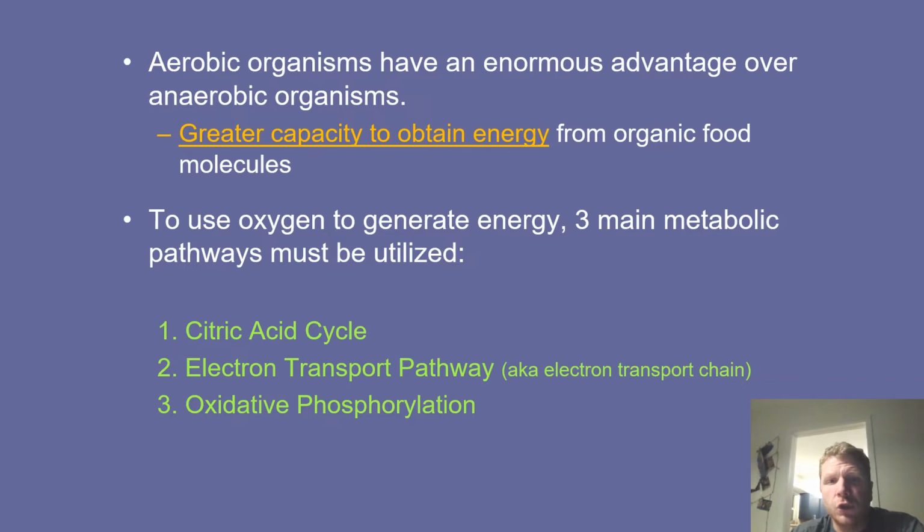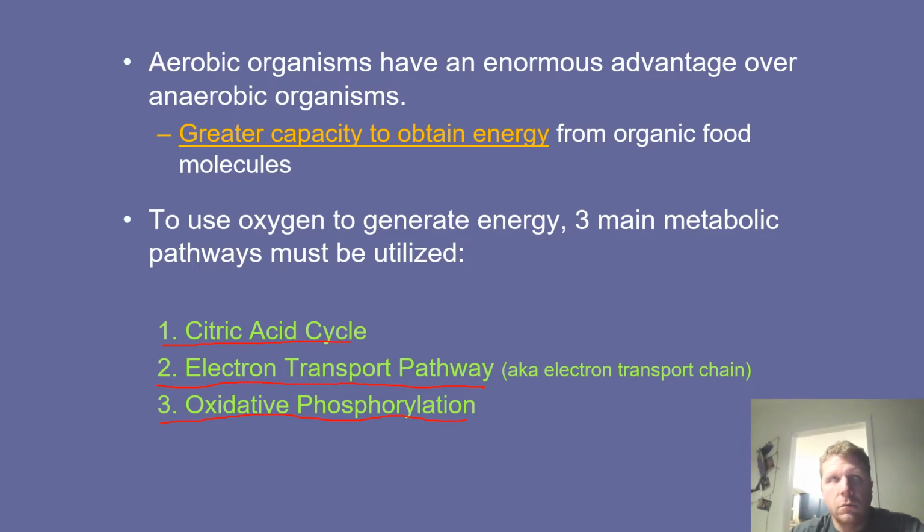Now, to use oxygen to generate energy, there are three metabolic pathways that are used. The first of which is the citric acid cycle. Second is the electron transport pathway, also known as the electron transport chain, or ETC. And third and finally is oxidative phosphorylation. These last two, the electron transport chain and oxidative phosphorylation, are going to be a part of your fourth exam.